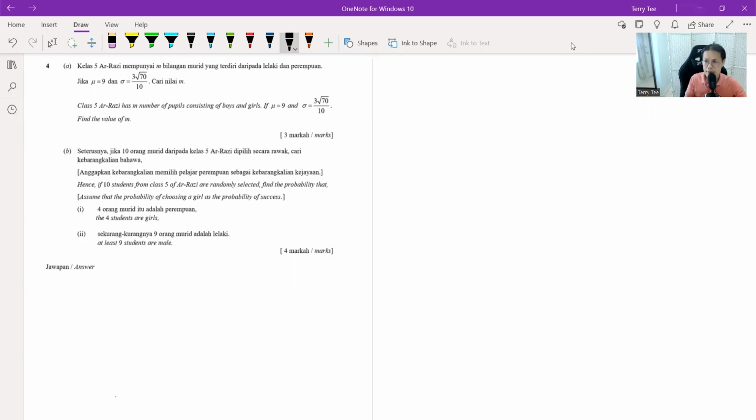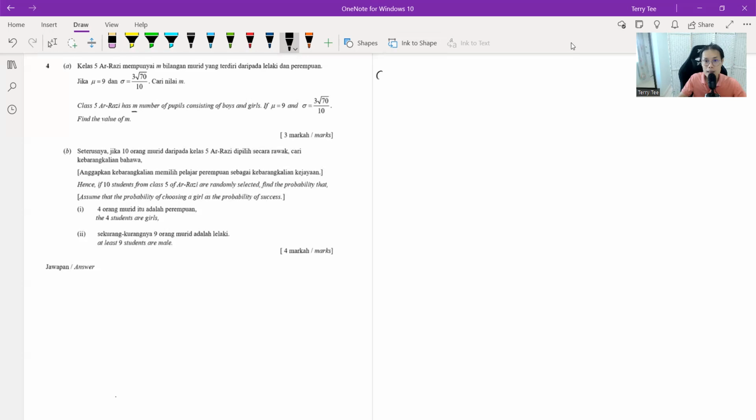Okay, so here I think there's a flaw in the question. If your mu is 9, they didn't mention what mu represents: girls or boys? They have M students consisting of boys and girls, so they must mention actually the mean number of girls or the mean number of boys. That means X represents the number of boys or the number of girls. On average, if I choose N students randomly, how many boys do I have? What is my average number of boys, number of girls? Okay, anyway, we'll just do this.